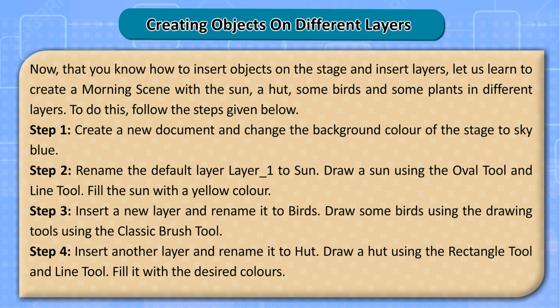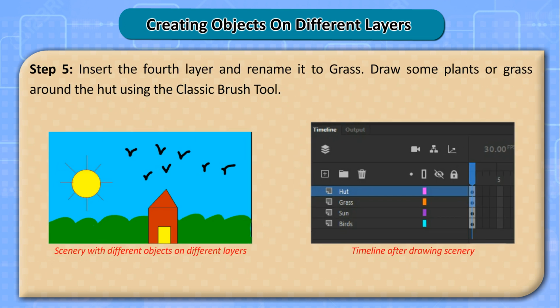Step 4. Insert another layer and rename it to hut. Draw a hut using the rectangle tool and line tool. Fill it with the desired colors. Step 5. Insert the fourth layer and rename it to grass. Draw some plants or grass around the hut using the classic brush tool. Scenery with different objects on different layers.